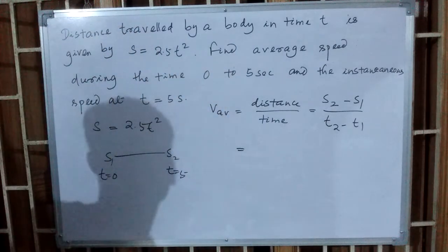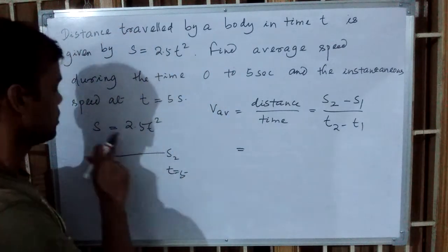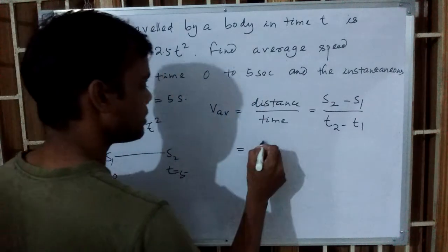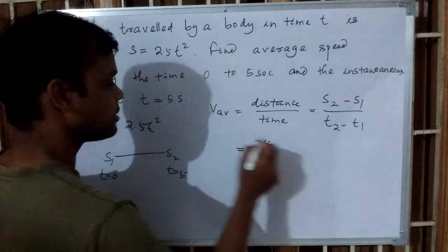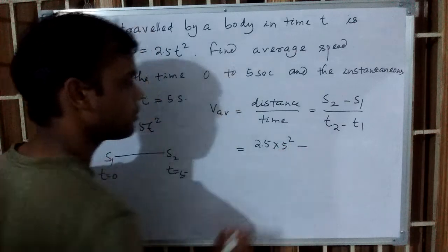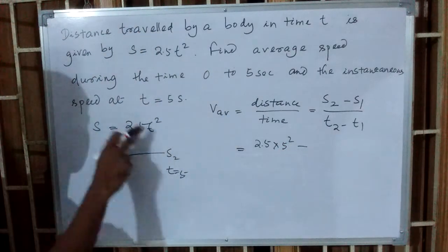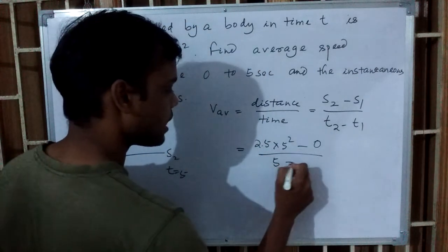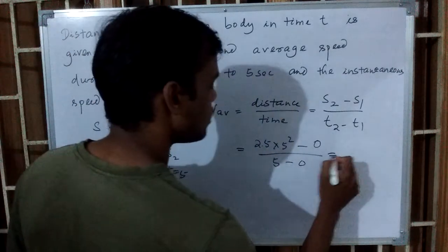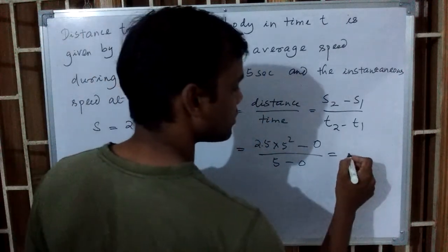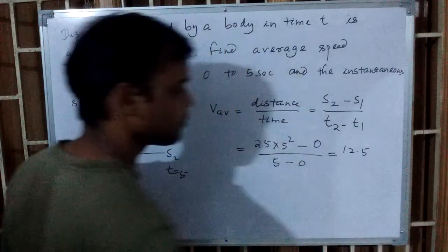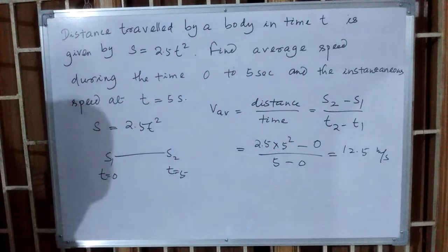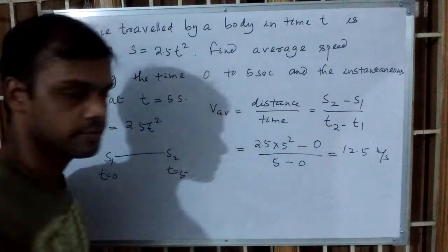What is S2 value? S2 is nothing but distance at time t is equal to 5. So at t is equal to 5, 2.5 t square, that is 2.5 into 5 square, minus S1, which is distance at t is equal to 0, so it will be 0, divided by T2 is 5, T1 is 0. So this will be equal to 5 into 2.5, that is 12.5 meter per second. Okay, this is our average speed.